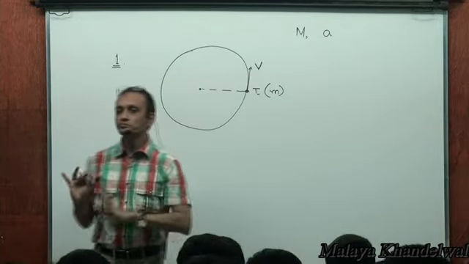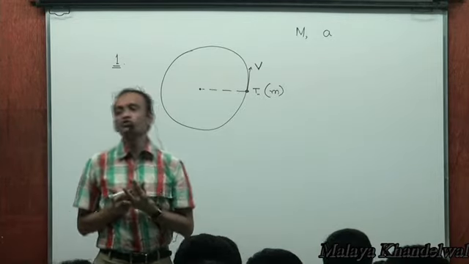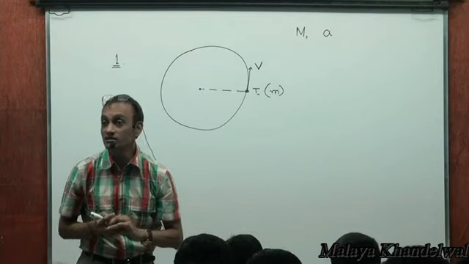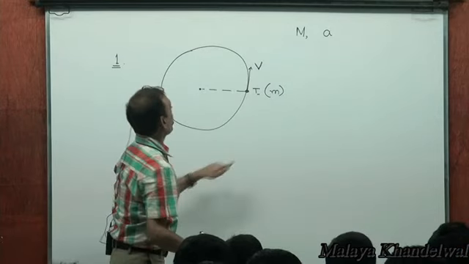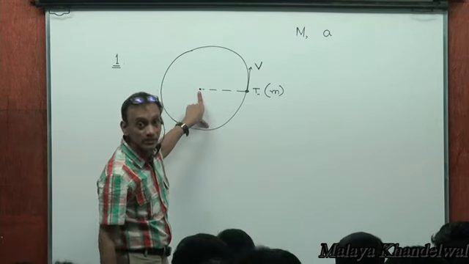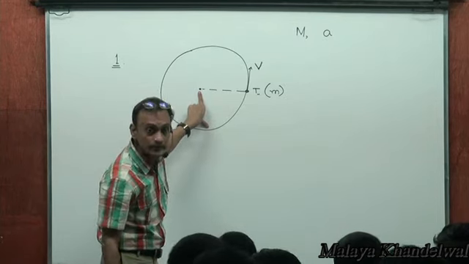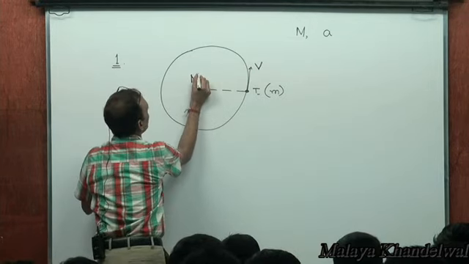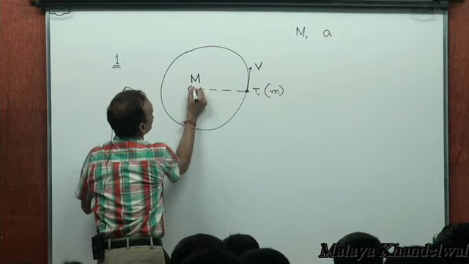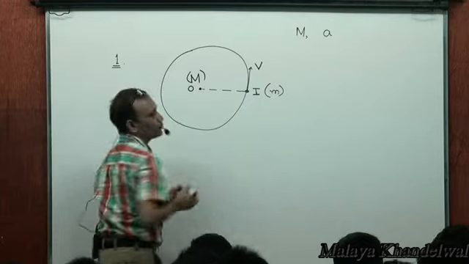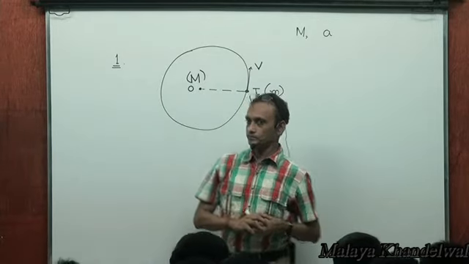Now, a point representation of the ring alone would be its center of mass. For the ring alone, what is its center of mass? The center of the ring, because of symmetry and because of uniformity, right? So the ring could be imagined to be a mass capital M placed at O, the center of the ring. Yes or no? Right?